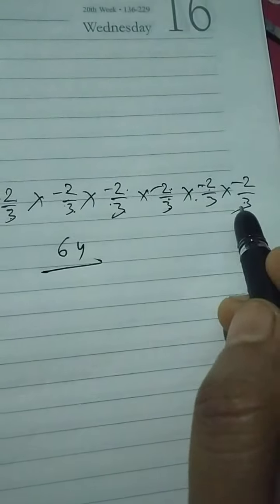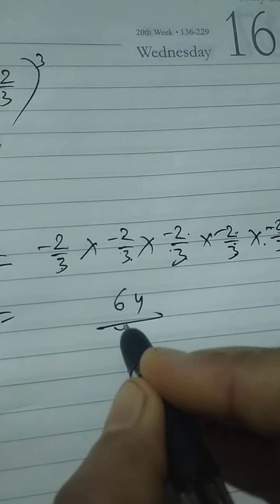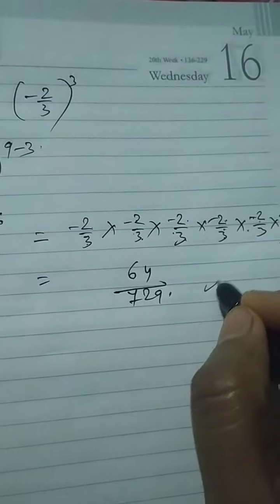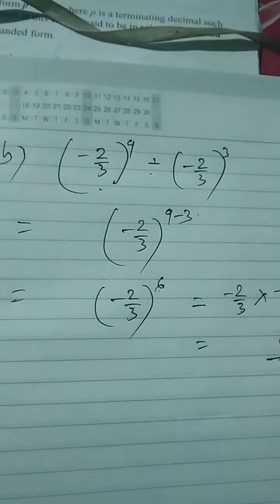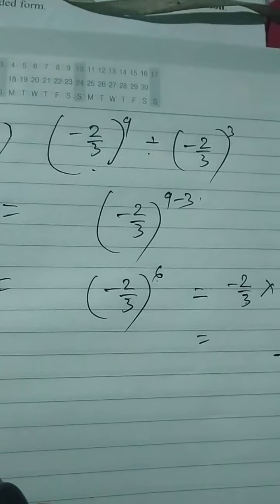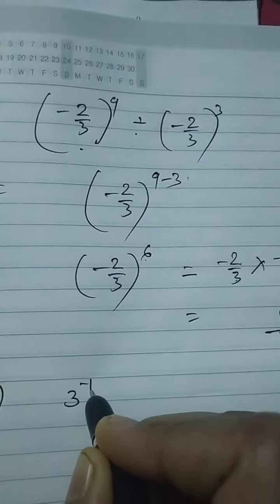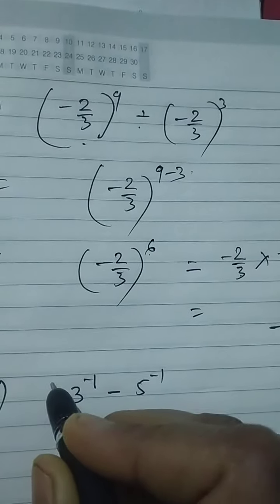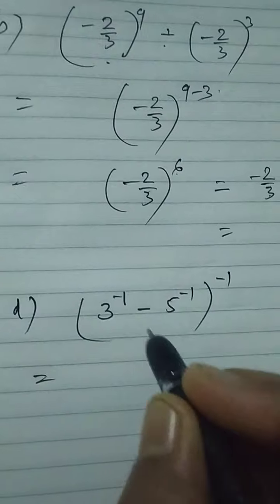243 and 243 into 3, you will get 729. Multiply and get the answer. Okay. Now it's C number. I am leaving it for you. D number: 3 to the power minus 1 minus 5 to the power minus 1, whole to the power minus 1. How to do such questions?